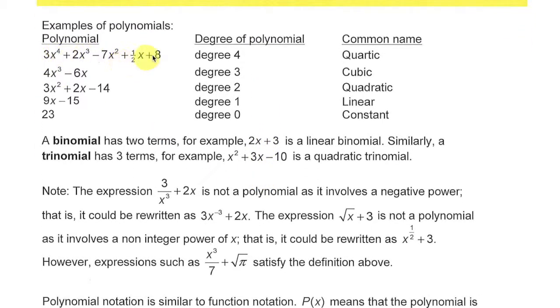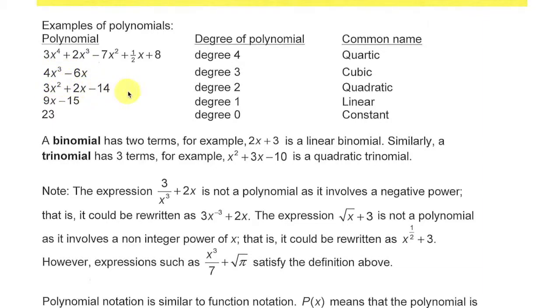Here we have what we call a quartic. The degree of this polynomial is 4. You can see the highest power of X here is a 4, so therefore it's degree 4. Anything of degree 4 we call a quartic. The next one we're considering here is a cubic. So the degree here is 3. The highest power of X we have is a 3.